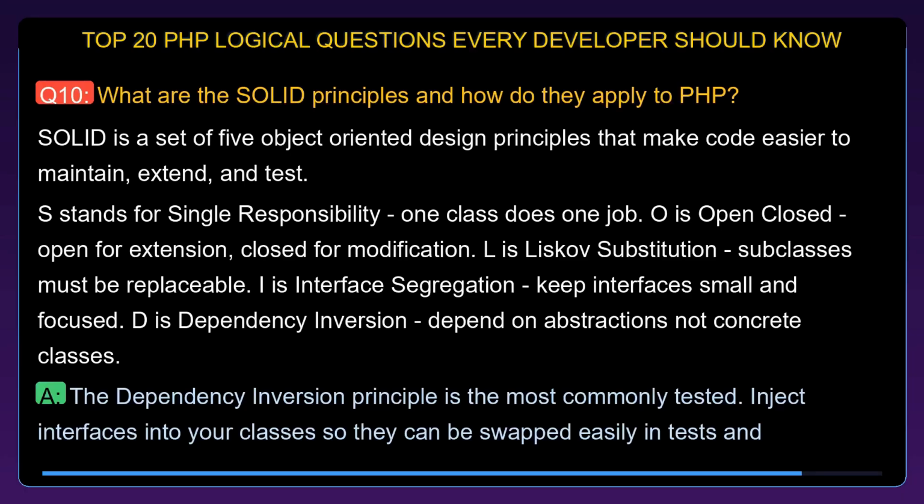Q10. What are the SOLID principles and how do they apply to PHP? SOLID is a set of 5 object-oriented design principles that make code easier to maintain, extend, and test. S stands for single responsibility, one class does one job. O is open-closed, open for extension, closed for modification. L is Liskov substitution, subclasses must be replaceable. I is interface segregation, keep interfaces small and focused. D is dependency inversion, depend on abstractions not concrete classes.